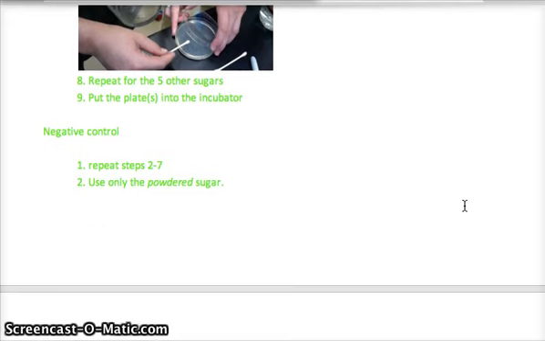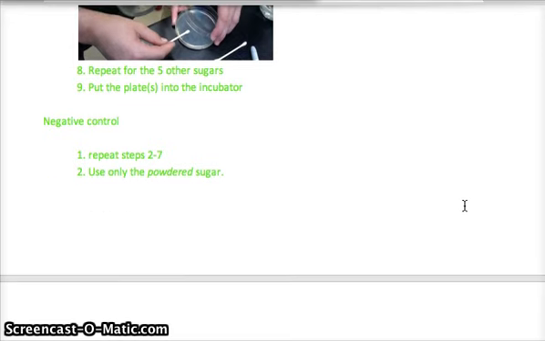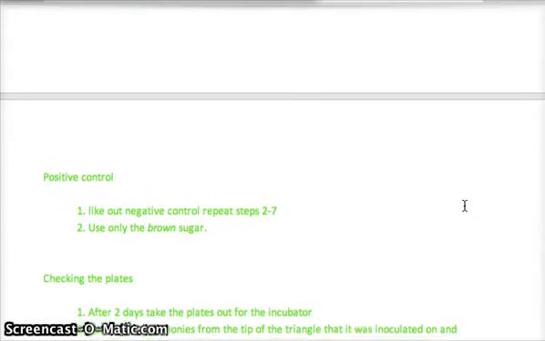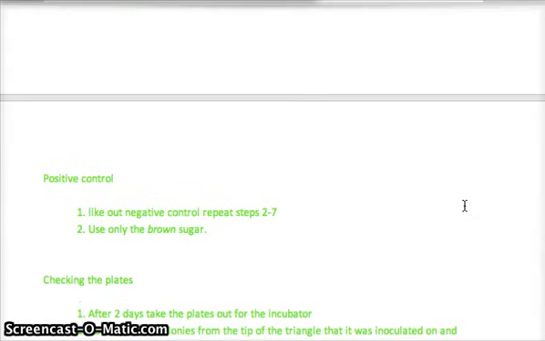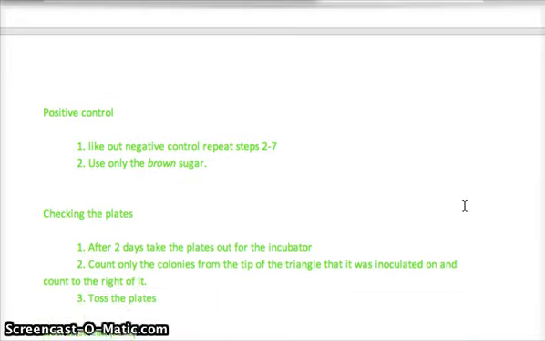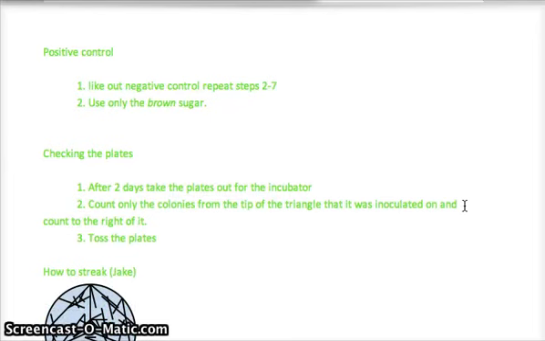It's basically steps 2 through 7 on our procedure, except using only powdered sugar, because we think it will grow the least bacteria. And the positive control, which is, again, steps 2 through 7, except only using the brown sugar. And then this is how we check the plates. After 2 days in the incubator, we count only the colonies down from the center and to the right. Then we just throw the plates out.